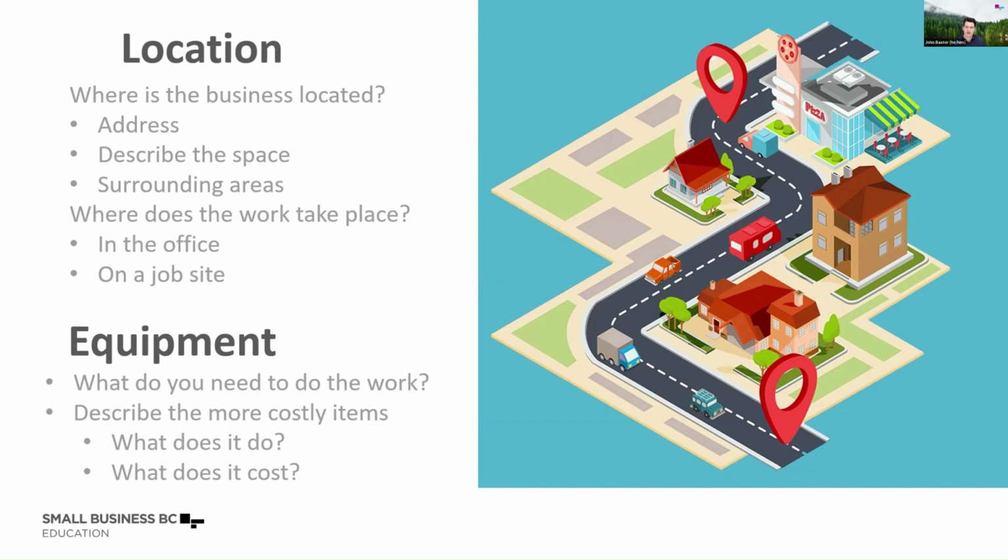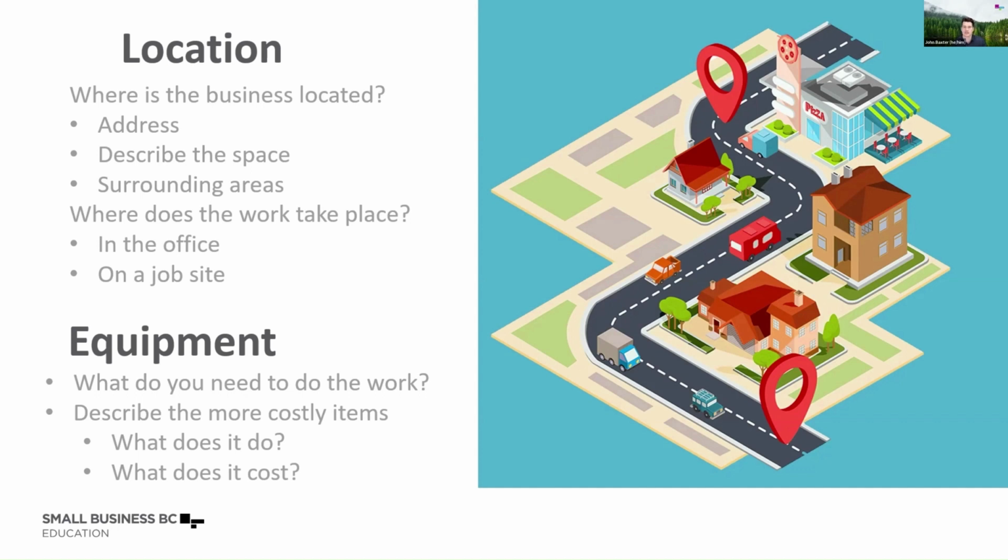If you're a contractor, maybe you're working in a lot of different areas. It might be that you describe the office or the shop that you work out of, but you're also going to talk about the fact that work is done on the job site, say throughout Metro Vancouver as an example. You can talk about where the work is done as part of the location as well.